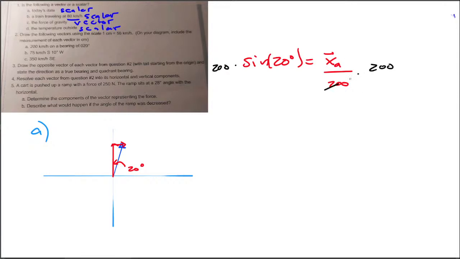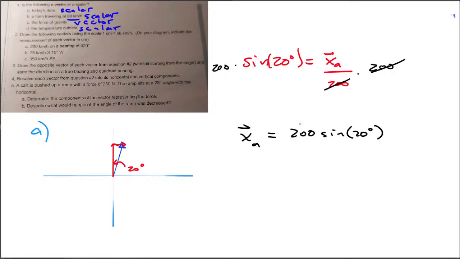200, and then these cancel. And so I don't know if this notation is great, but this is the x component of the A vector, which is what I'm going for, is equal to 200 times the sine of 20. Now, make sure that your calculator is in degree mode, and you're just going to type that in. It's going to give you a number, and it's important to know that this is 90 degrees from north. It points in the x direction.